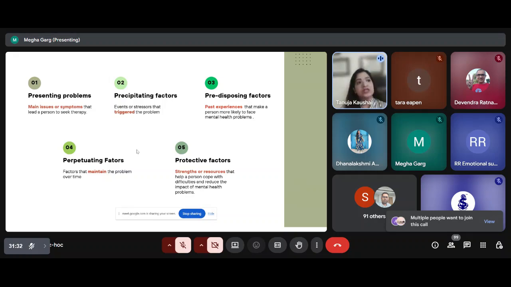Or somebody who has a good social support system, who has a nice, supportive, understanding family, a good set of friends whom they can talk to. So those are the protective factors.